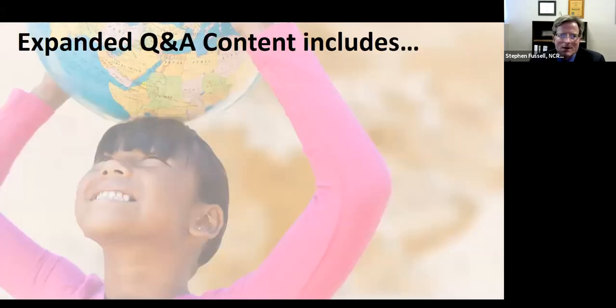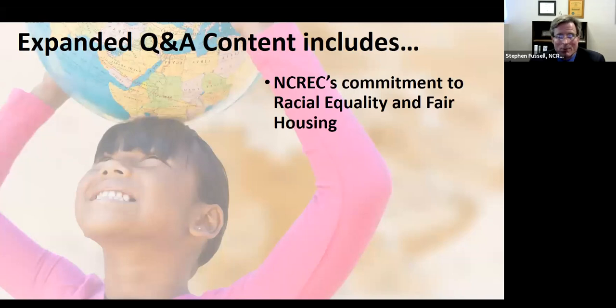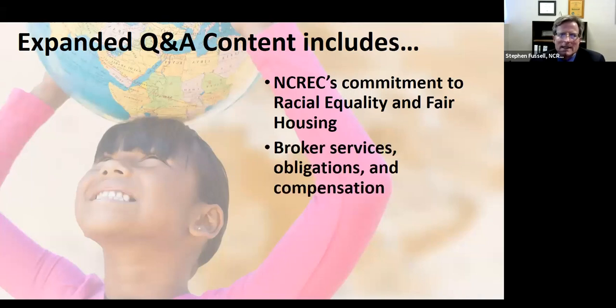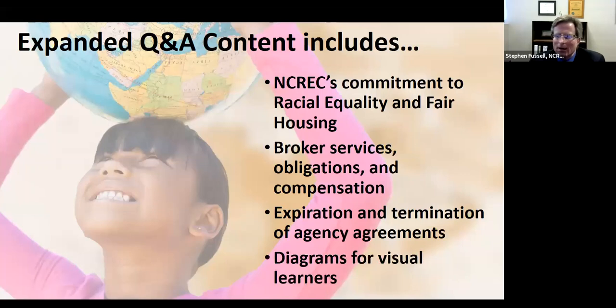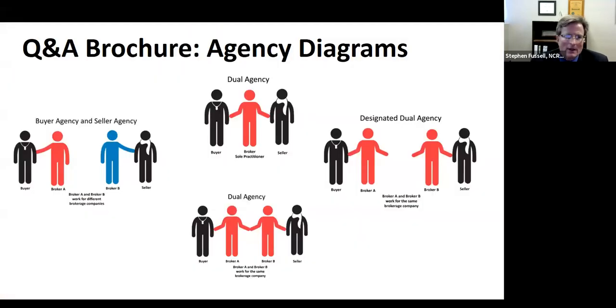Just to touch on some of the content of the revised Q&A brochure, it highlights the commission's commitment to racial equality and fair housing. It goes into detail about broker services and obligations and talks about how brokers get paid and who pays them. There are sections on the expiration and termination of agency agreements. And there also are diagrams for visual learners. To give you an example of that, this is a diagram that appears in the new Q&A brochure.